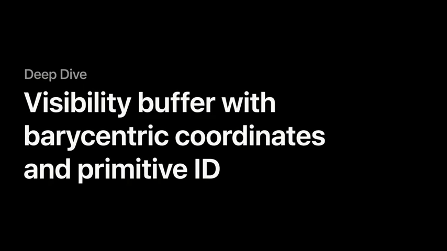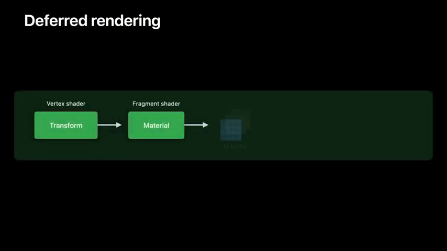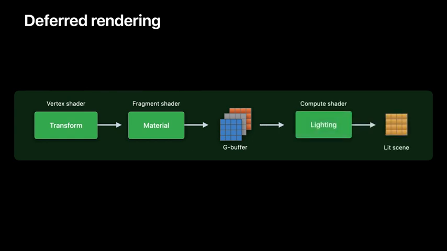Now that we have introduced barycentric coordinates and primitive ID, let's take a deeper dive. Starting with deferred rendering, a technique you're likely already familiar with. Deferred rendering classically operates in two stages. The first stage, generating a surface attribute buffer called the G-buffer, and the second stage, which consumes the G-buffer and applies lighting on the scene.